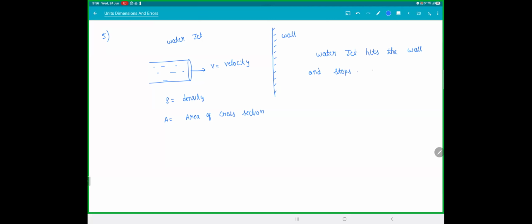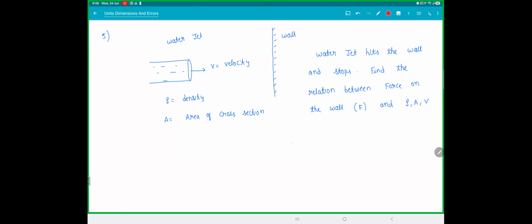So because of this, there will be a force. Find the relation between force on the wall, let's call it F, and rho A V. So in this experiment, you want to find the force in terms of rho, A and V. So what will be the formula?